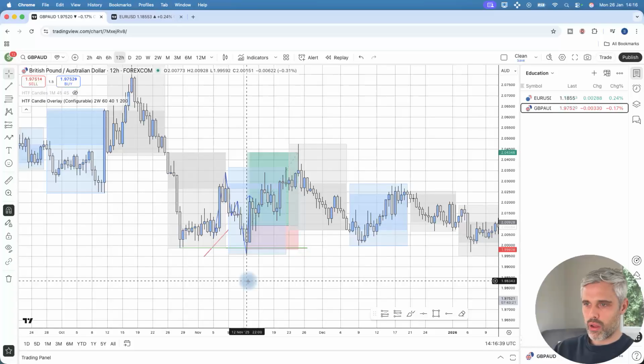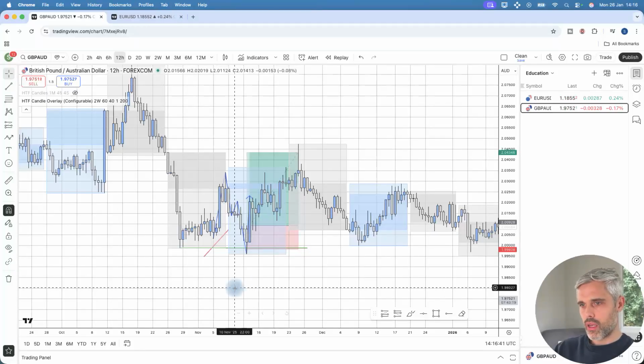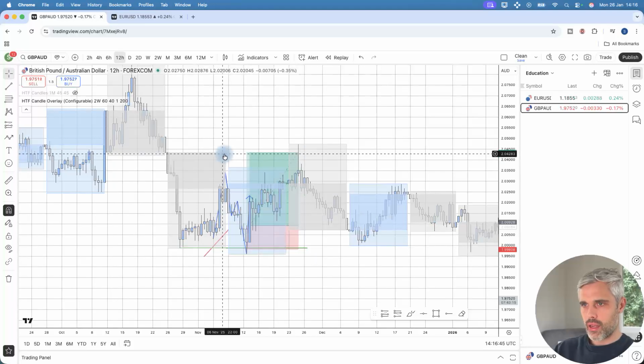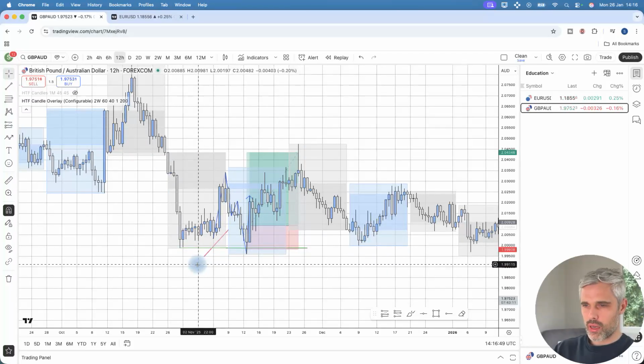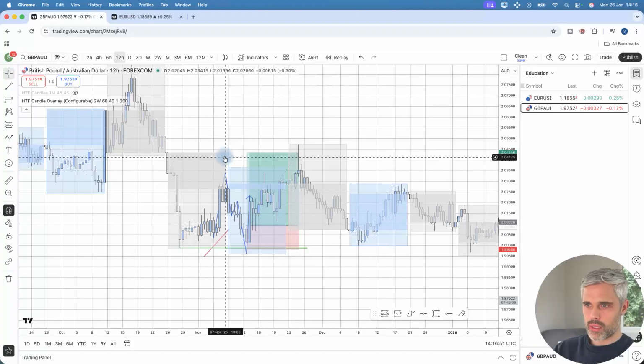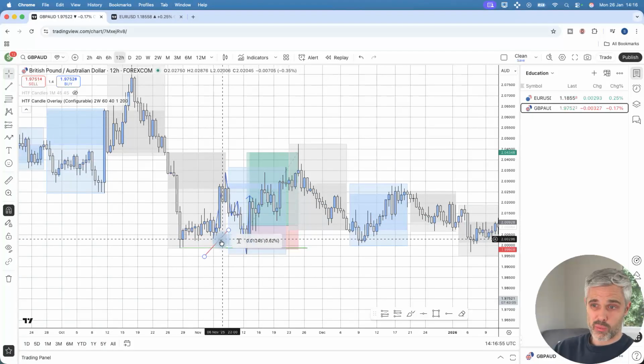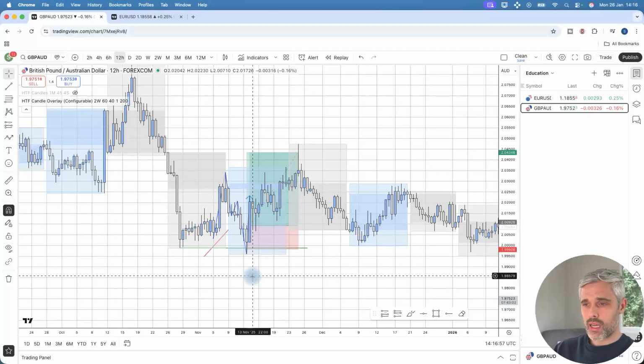And this turns into a perfect 2-week CRT, where you see price raid below the low and then target the high of this manipulation candle. And we can just get involved and avoid getting involved too early by waiting for this candle to close and waiting for these liquidity pools to be raided. And that's exactly how to trade liquidity pools.